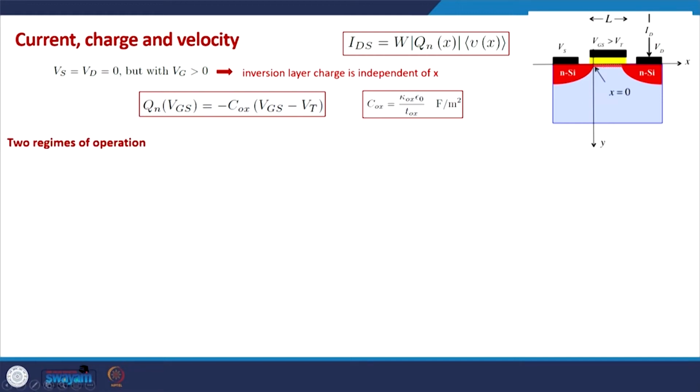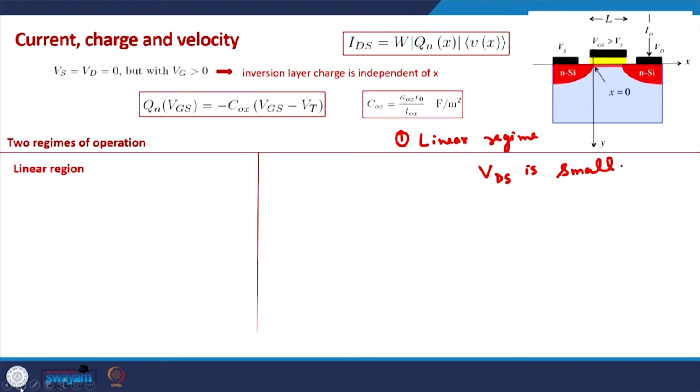So, there are two regimes of operation broadly. One is the linear regime, which means VDS is small in the linear regime. So, in the linear regime, what would be the velocity of the charge carriers? From this basic relationship, the velocity of electrons, because the channel consists of electrons, will be directly dependent on the mobility of electrons and the electric field.